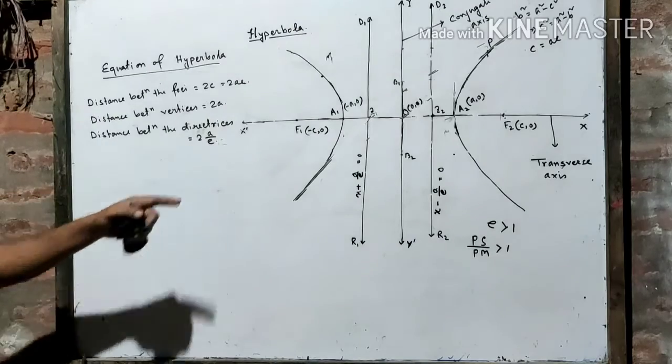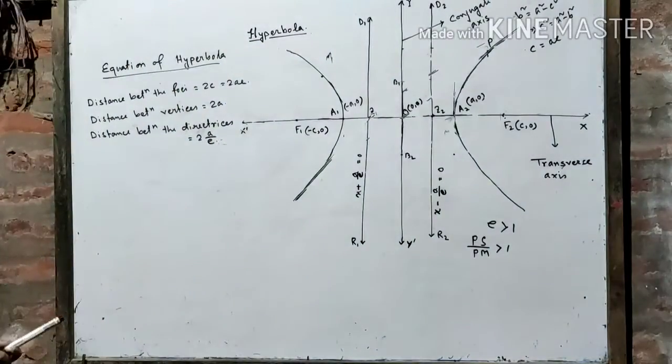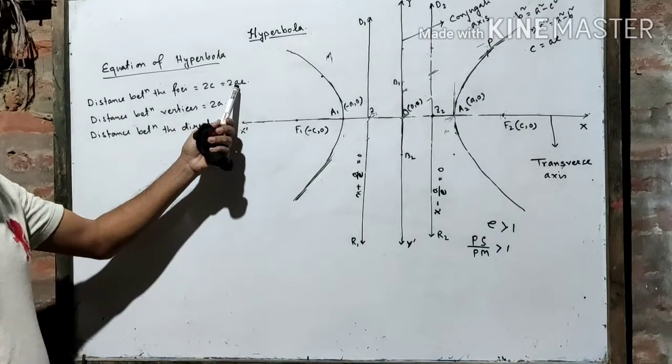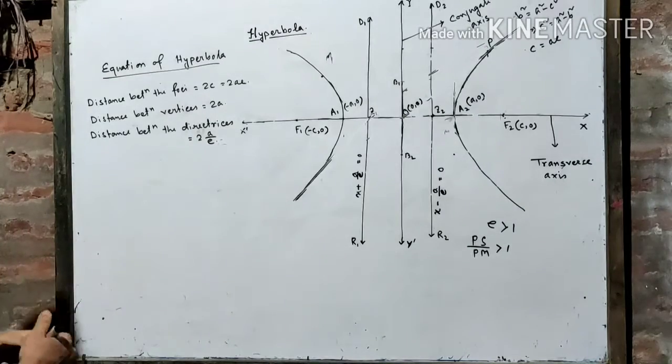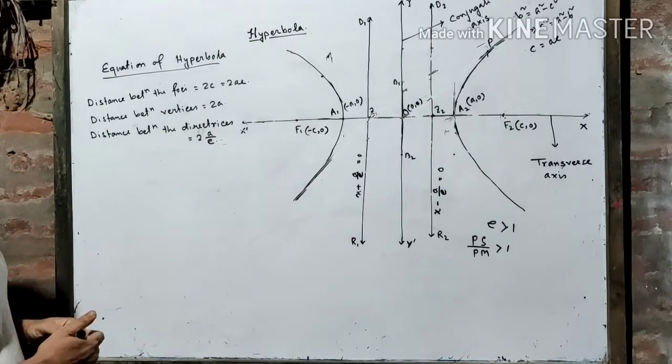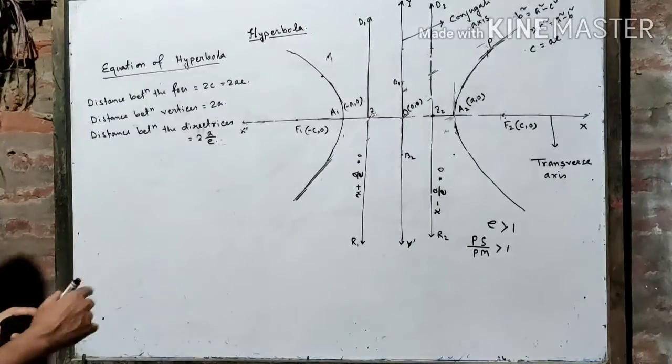Remember one thing, here e is greater than 1 and in case of ellipse e is less than 1. So as e is greater than 1, a e is greater than a by e. But in case of ellipse, a e is less than a by e. Okay, try to understand these things.